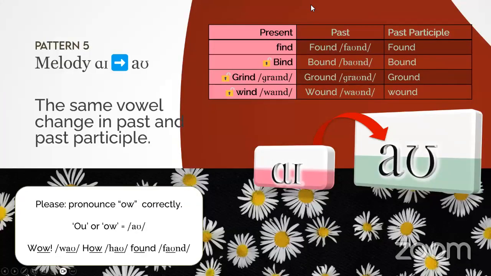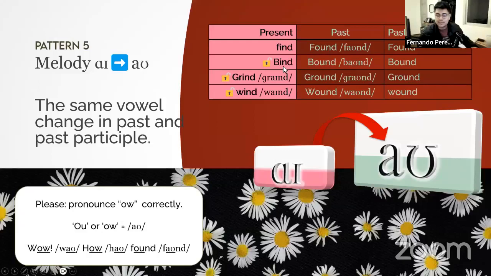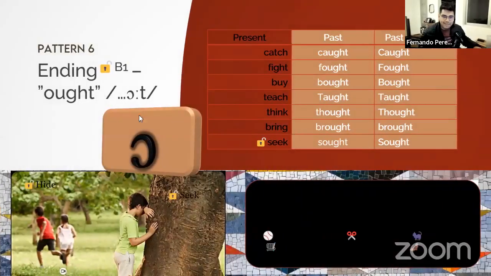What about, for example, the next word that is probably important: bind, grind, and wind. Now, the rest are not so common, but they are perfect examples for this pattern. I would prefer to go to more common verbs. And this is a common verb. Oh, yes. So, pronunciation.